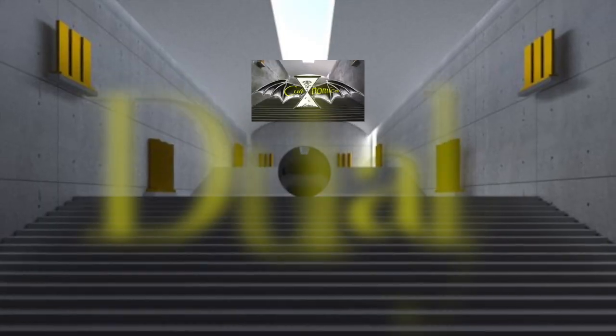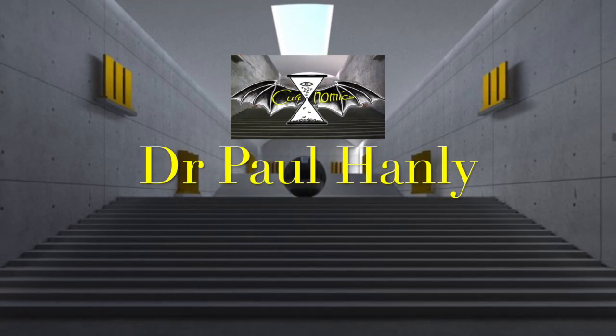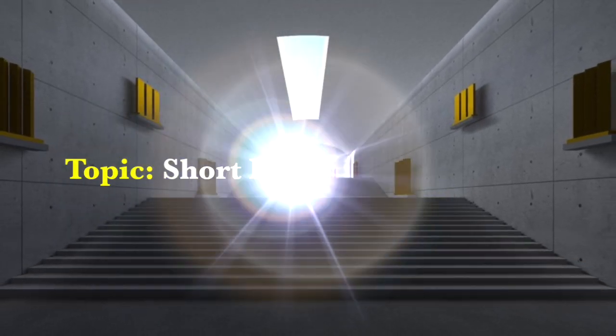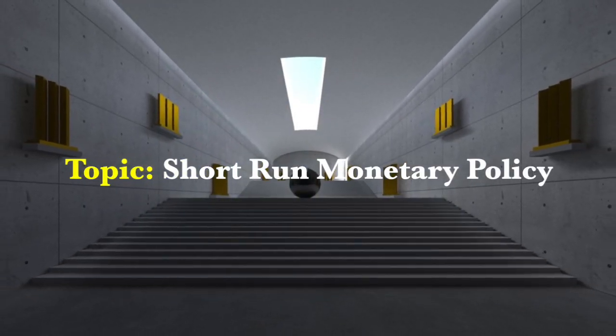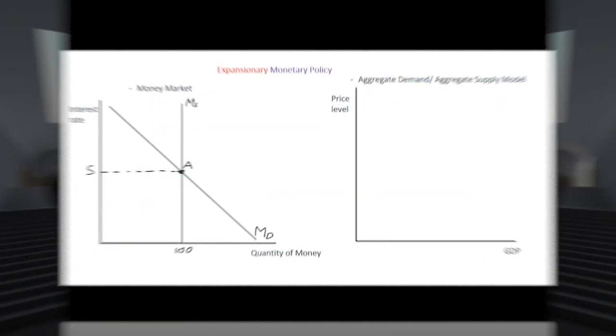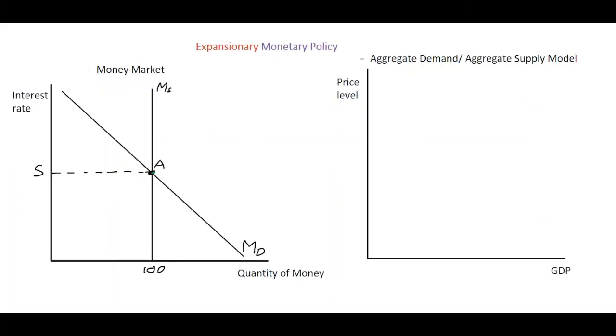My name is Paul Hanley, and today I'm going to be chatting to you about expansionary and contractionary monetary policy. In this video, we're going to look at the impact of expansionary monetary policy by the central bank on the real economy, on aggregate demand and aggregate supply. And we'll trace this out through looking at first the money market and then the implications for prices and GDP.